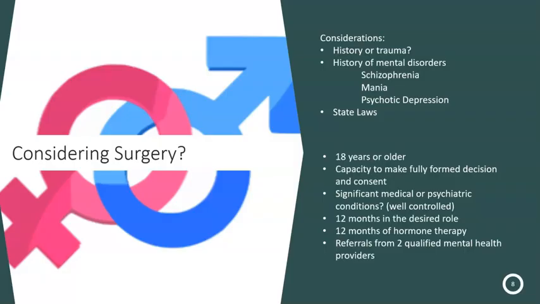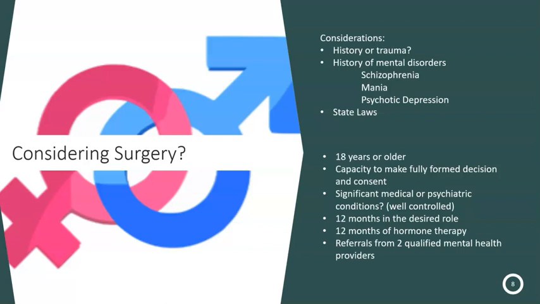If your patient is considering surgery, some things you want to know are: is there a history of trauma? Do they have a history of mental disorders like schizophrenia, mania, psychotic depression? And be very familiar with your state laws. Someone who is 18 or older can consent to have surgery. They have to have the capacity to make a fully informed decision and consent. If they have any significant medical or psychiatric conditions, they have to be well controlled.